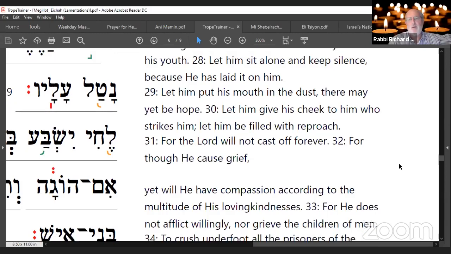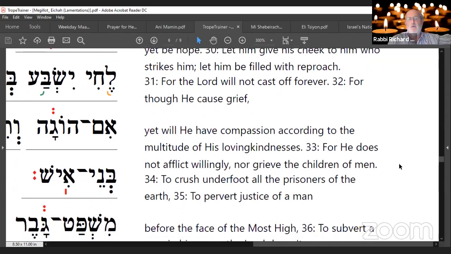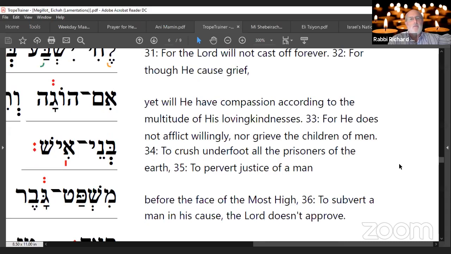Let's stop there and give someone else a chance. Chapter 3, verse 33. Let's see who has not read yet. I have Roz and Marvin.